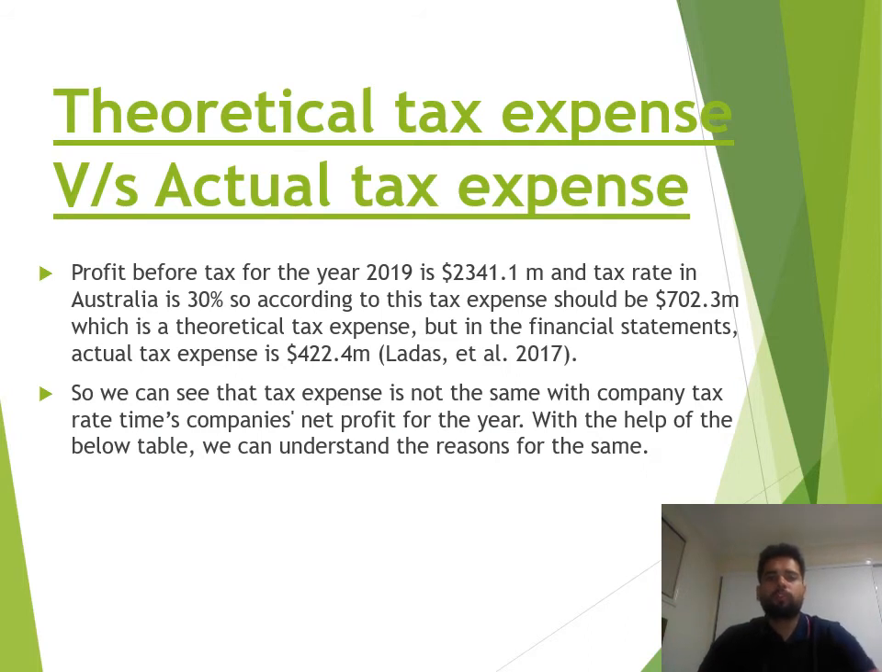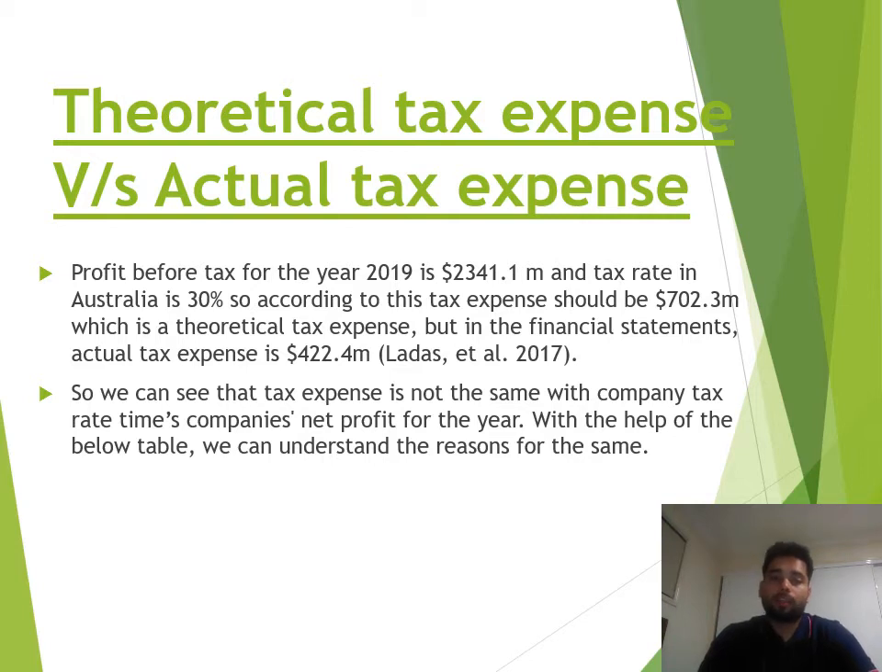Profit before tax for the year 2019 is $2,341 million and the tax rate in Australia is 30%. So according to this, the tax expense should be $702 million, which is a theoretical tax expense, but in the financial statements the actual tax expense is $422 million.